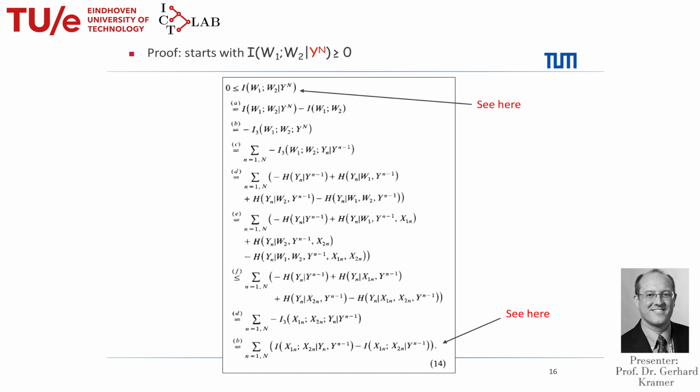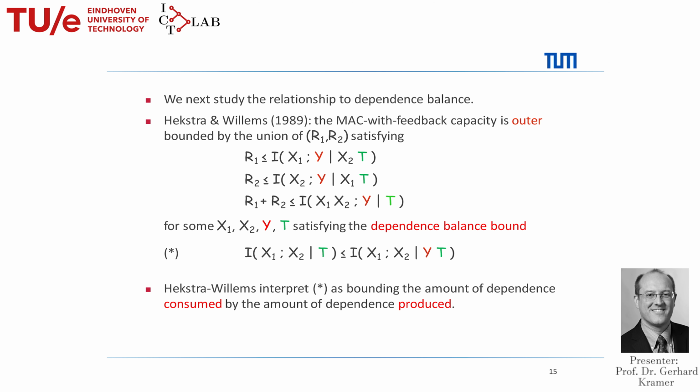The way you can show this is to develop something called the dependence balance bound. I know this is a long equation, and I'm not going to go through it, but the way Andries Hekstra and Frans Willems showed how to prove this is they began with a simple inequality, namely that the mutual information between the two messages given the string of outputs must be non-negative, because mutual information is always non-negative. Then through a series of steps, they came to a bound that looks like this. I see now this slide is a bit out of order. I actually wanted to put it after the next one, but I'll come back to it in just a second.